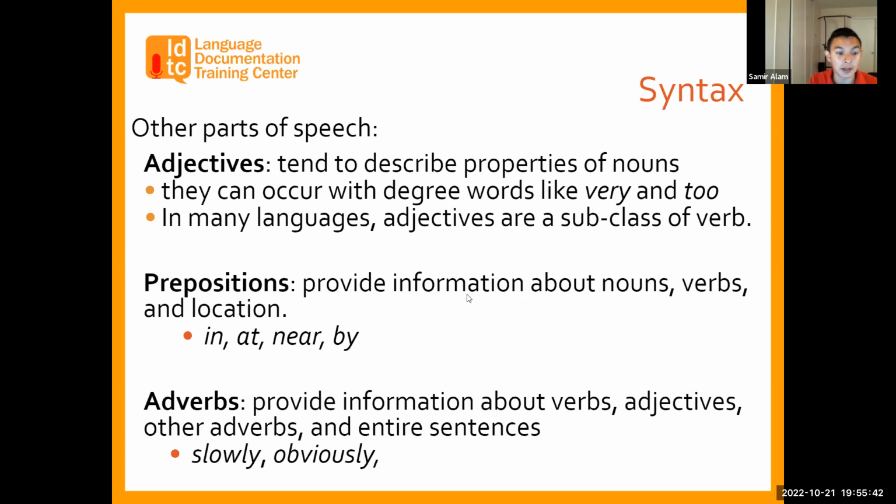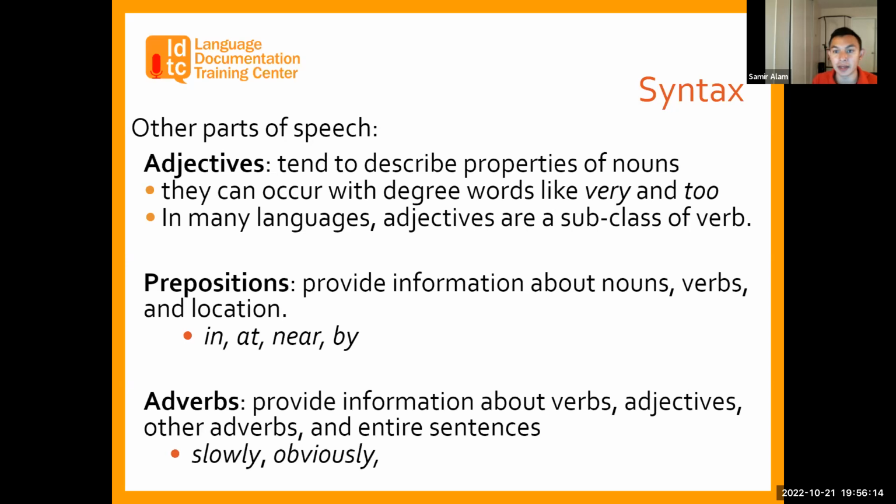Prepositions provide information about nouns, verbs, and location. This is kind of abstract, but you can think of them as describing relationships and places. In English, we have in, at, near, by. Oftentimes they typically appear with nouns, so in the car, at the school, near the house, by the river. This is describing a noun, but can be used in various parts of a sentence.